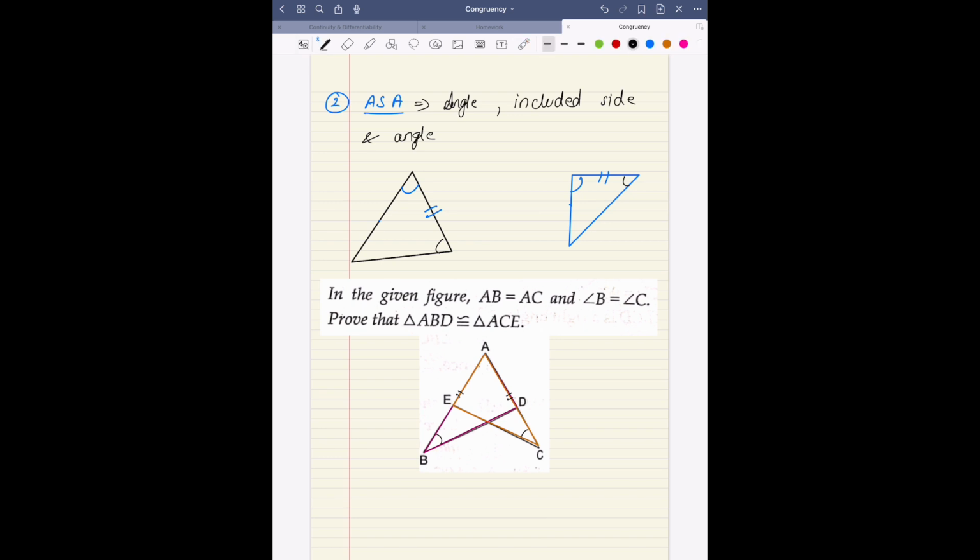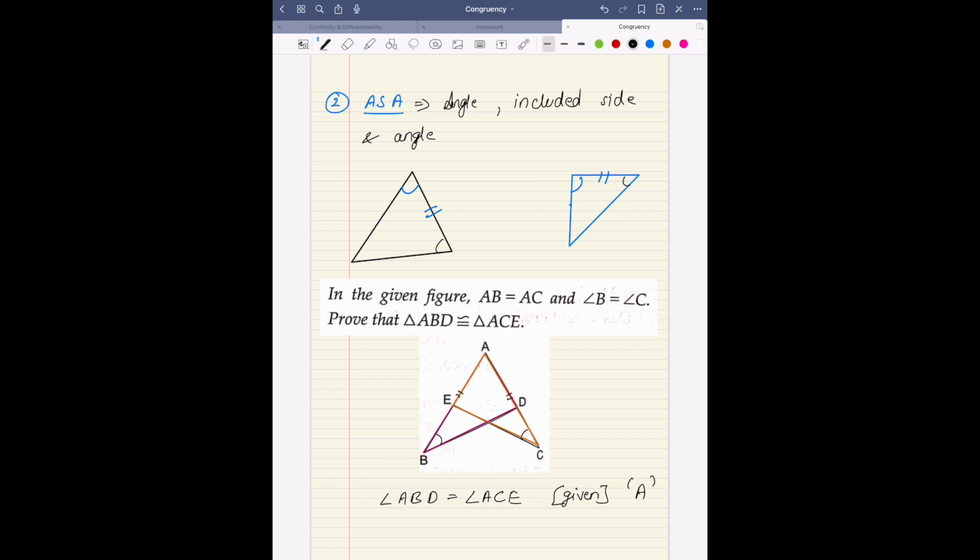So very simple. What will you write? Angle B. Generally we use a three-letter notation, so let's use it: angle ABD is equal to angle ACE. Reason? It's given. This is A. Next, side. So the included side. This is the included side.